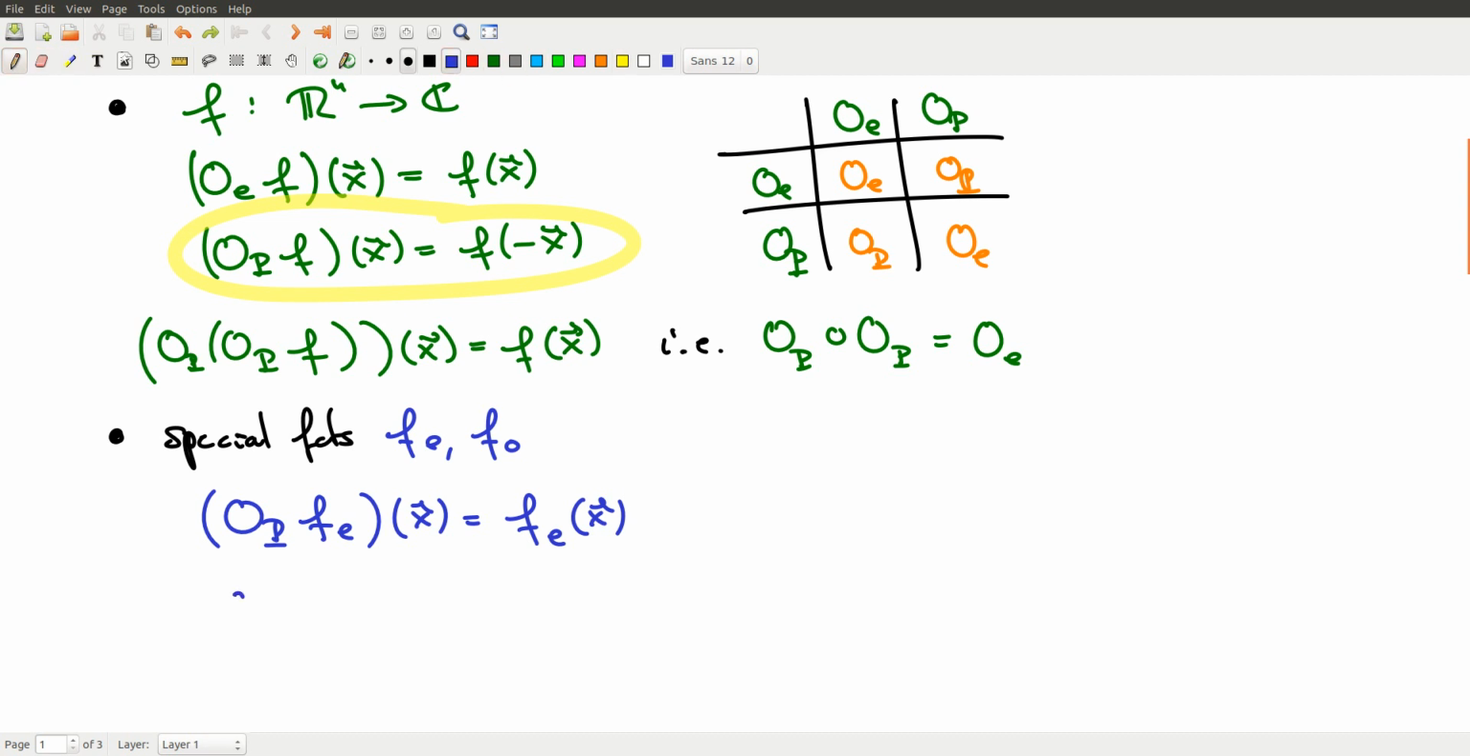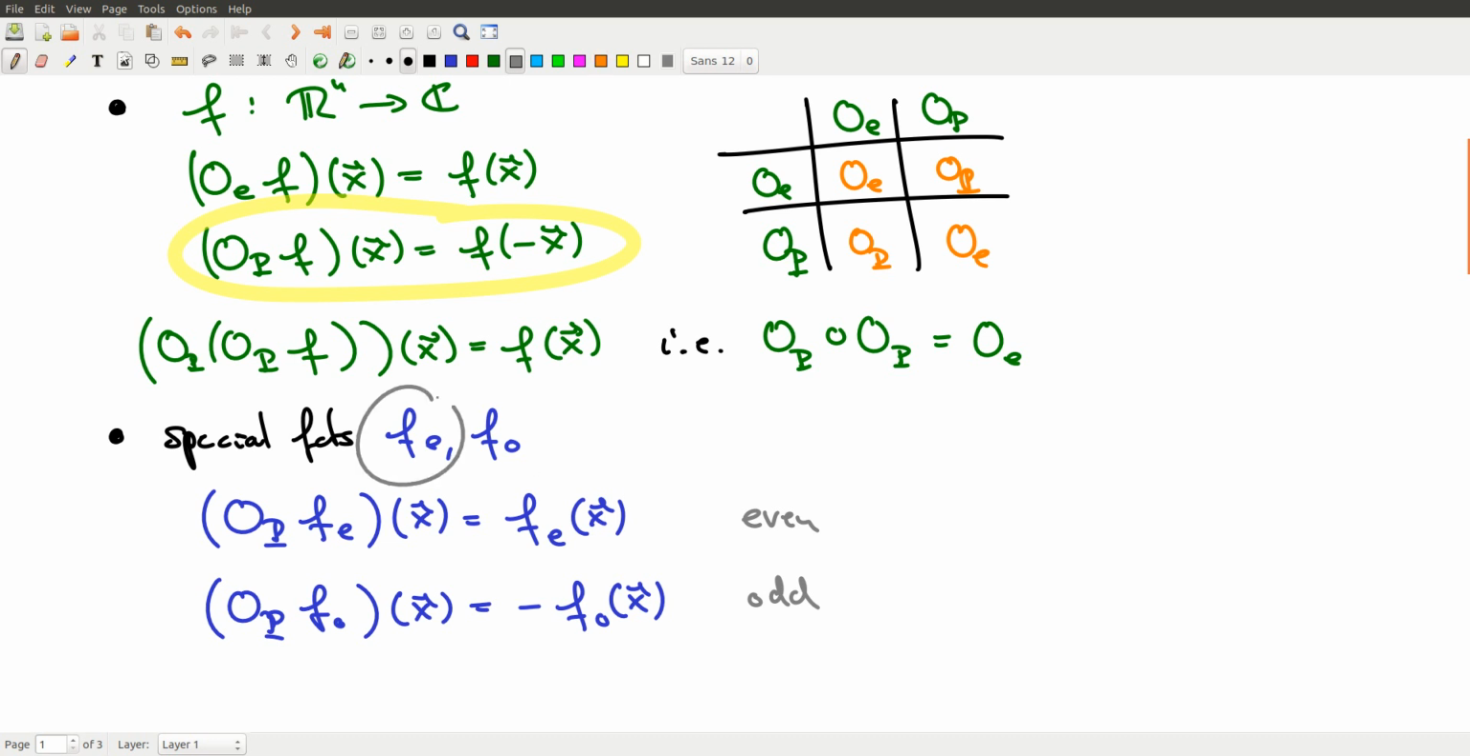And FO behaves as follows. When we apply OP to FO, then we get minus FO. So now you see why I called them E and O. That was for even and odd. So these behave in a special way under the group, and the group acts on them. We could also say that this function FE here is invariant under the group.